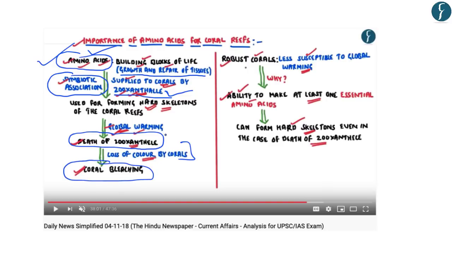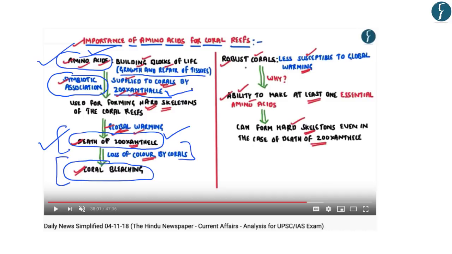And that is what is known as coral bleaching. Now we know that the zooxanthellae algae is important for growth and repair of tissues of the coral reefs. And due to global warming, as this algae is dying, the survival of the coral reef itself is under threat. The major impact of global warming is the death of this zooxanthellae algae, which lives in a symbiotic relation with the corals. The color of the coral reefs is mainly due to the presence of this algae, and if it starts dying, the color of the coral reefs is lost. That is what is popularly known as coral bleaching.